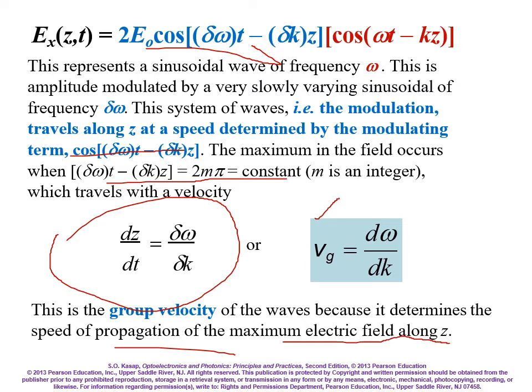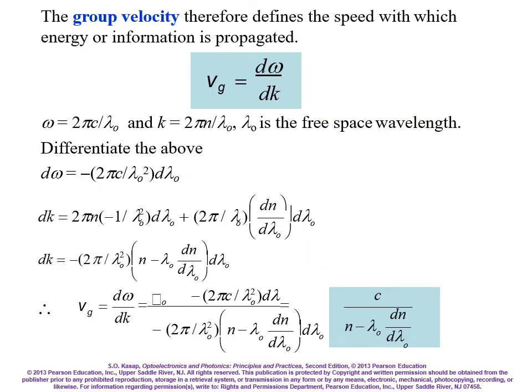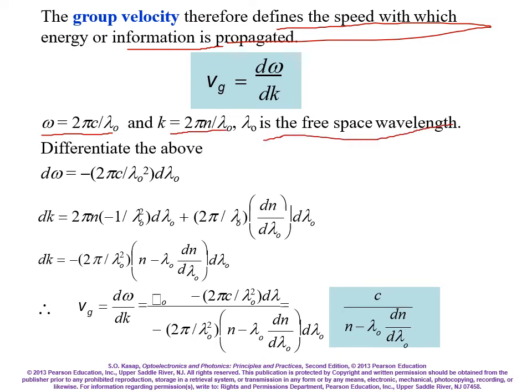The derivation of the group velocity is important for the exam. So if there is a question on how group velocity can be derived, you have to write this derivation from here. The group velocity therefore defines the speed with which energy and information are propagated, where omega equals twice pi c by lambda naught and k is twice pi n by lambda naught, where lambda naught is the free space wavelength. If we differentiate it, we get the final group velocity equation: c divided by n minus lambda naught dn by d lambda naught. This is the final derivation of the group velocity.